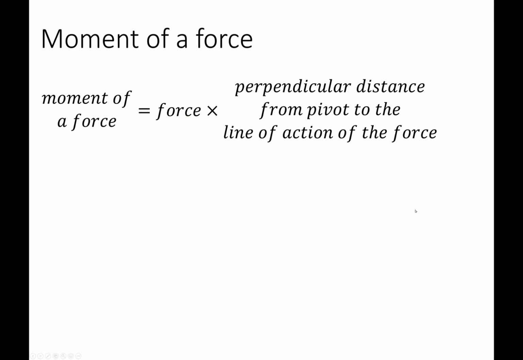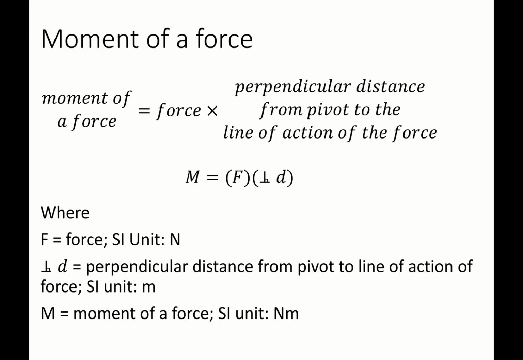Let's continue. Right, we have this moment of force equals force times perpendicular distance from pivot to a line of action of force. In science, we try to keep things simple. We don't write so many things. And hence we have this: M equals F times perpendicular D. So F means force, and the SI unit is newtons.